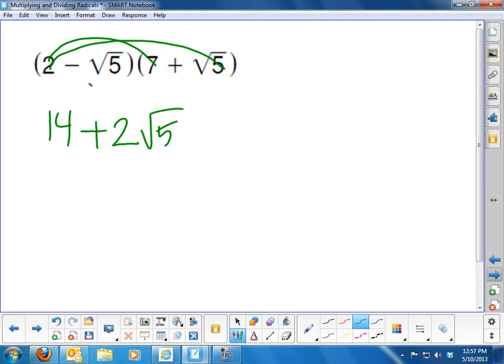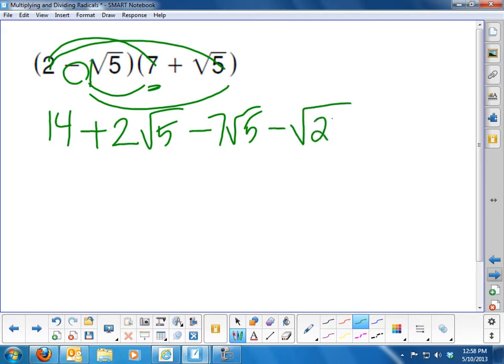Now I multiply the insides. What is the number outside the square roots? It's just a 7. It's this 7 times this 1. But it's a negative because of this subtraction sign there. So I have minus 7 square roots of 5. And then multiply your last terms together. Negative square root of 5 times positive square root of 5. That gives me negative square root of 25. Remember to multiply what's inside the square root together.